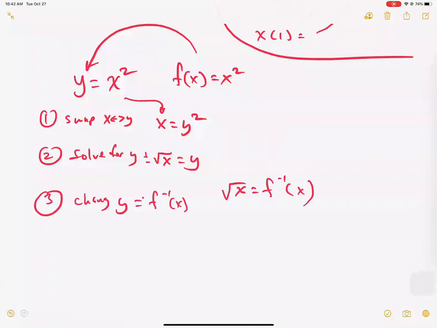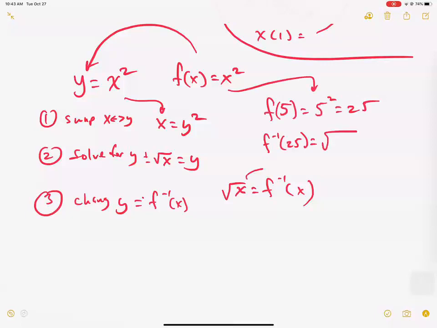Now let's see if this works. The idea is if I plug in a number into the function, the inverse undoes my messiness. So let's try f of 5 here, right? f of 5 is 5 squared, which is 25. Now, if I want to undo it, f inverse of 25 would be this function here, and 25 gives me back 5. What we start off with is what we end with. That's what an inverse function does.